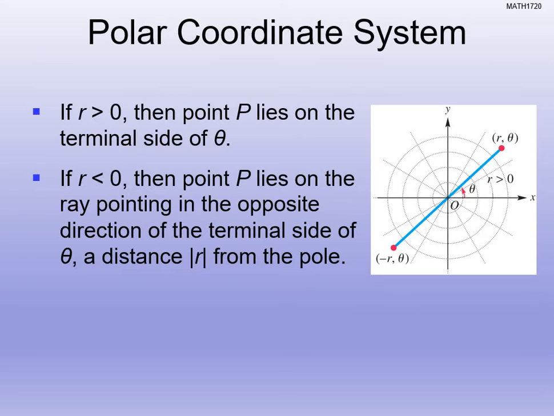If we take a look at this graph, if r is greater than 0, point P lies on the terminal side of theta. The terminal side, not the initial side. If r is less than 0, the magnitude less than 0, then point P lies on the ray pointing in the opposite direction. That's really no different than what we did before when we had a vector u and minus u, same concept here. So this is a polar graph that you see here.